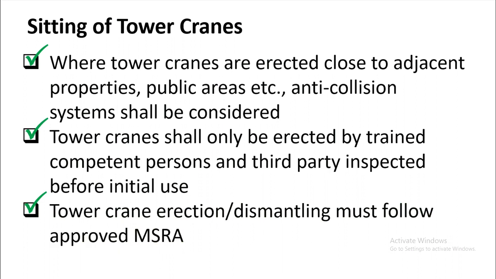Tower crane erection and dismantling must follow an approved method statement and risk assessment. So when they are erecting a tower crane, make sure they have the method statement and risk assessment available, and that it is approved before they can start the job. In this method statement, you can find how they will install it safely and what control measures they need to implement during the erection of the cranes, including the design drawings and calculations of the tower cranes, which are included in this MSRA.